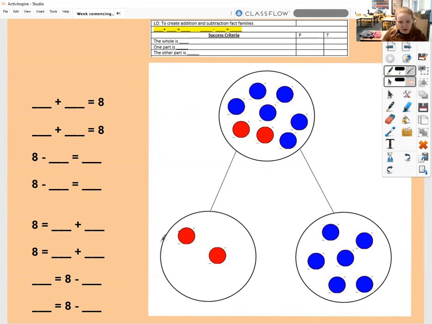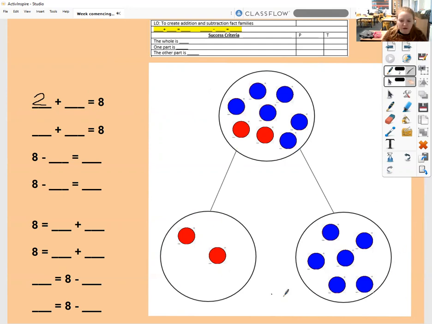Let's count this as the first part for now. So the first part is 1, 2. So if the whole is 8, where am I going to write my first part? I'm going to write it right here. So the first part is 2 and the whole is 8. 2 plus how many more equals 8?